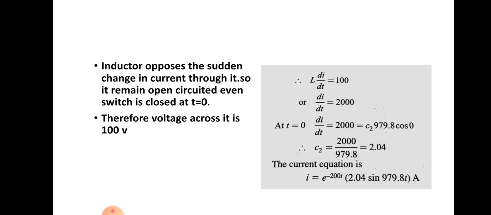So this is the solution for the RLC circuit. You have to know the complete equation for the 3 cases, and you have to know how to substitute the initial conditions, and for that you should know the working of each and every component. That's all about this topic.